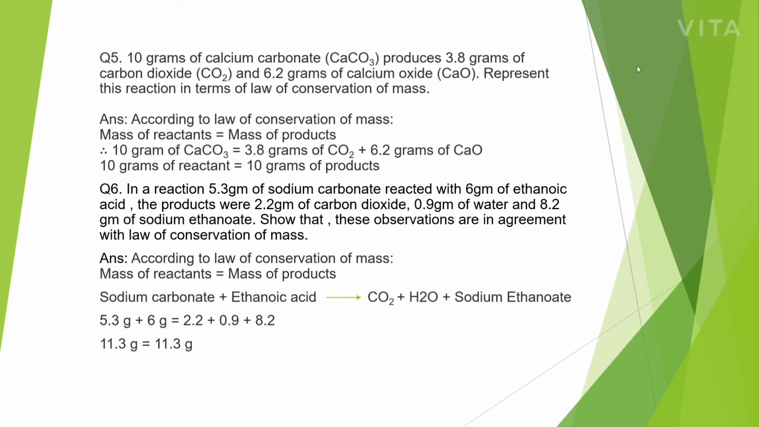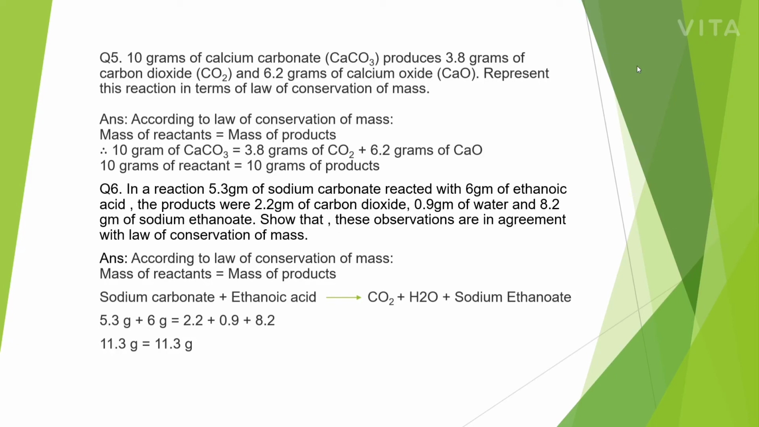So 10 grams of calcium carbonate will be equal to 3.8 grams of carbon dioxide plus 6.2 grams of calcium oxide. Now 3.8 plus 6.2 gives us 10 grams. So 10 grams of reactant is equal to the 10 grams of products. So in this way we can represent this reaction in terms of law of conservation of mass.